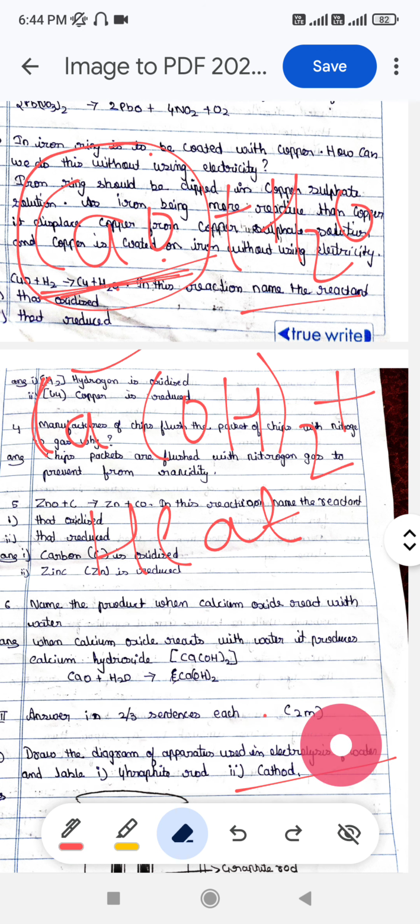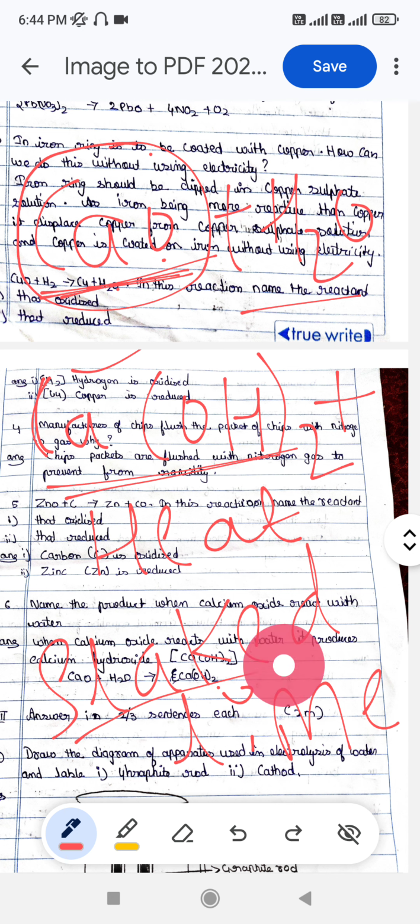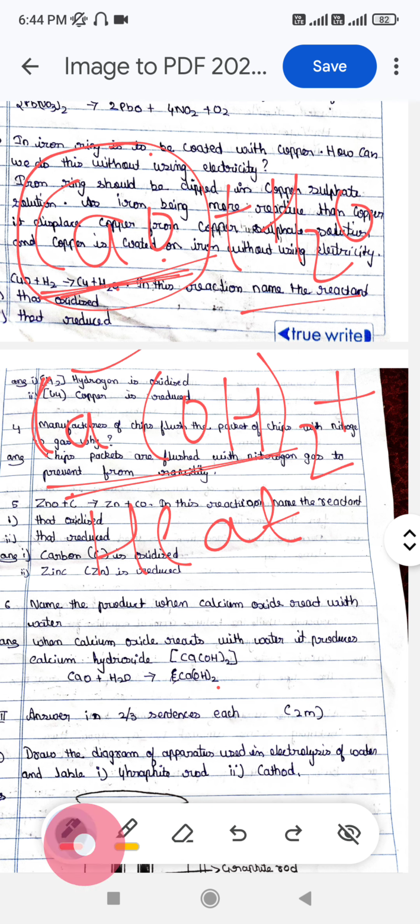Next, what about this calcium hydroxide? This calcium hydroxide is popularly known as slaked lime. In the exam they can ask what is the popular name of calcium hydroxide, you can write slaked lime. Or in another way they can ask what is the chemical formula of slaked lime, you can write Ca(OH)2. This is also very important. Another two questions will be hiding in this question only.